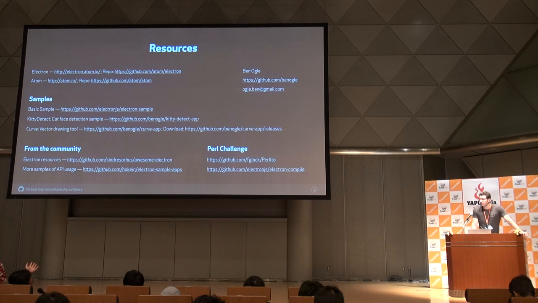So I don't work on Electron. The team is super small. We have 7 people total working on Atom and Electron, and we only have 1 person working on Electron right now, but we are hiring for 2 people to help out on the Electron side of things. They're going to be improving the tooling, improving the documentation, that kind of stuff. I wrote some of the tooling for it. I wrote the example, and these other examples like curve and kitty detect, but I work full time on Atom.